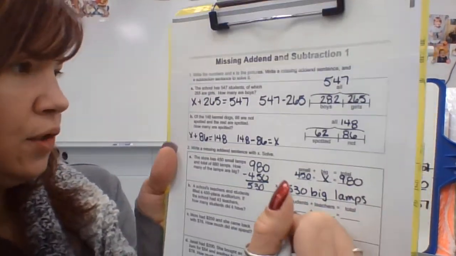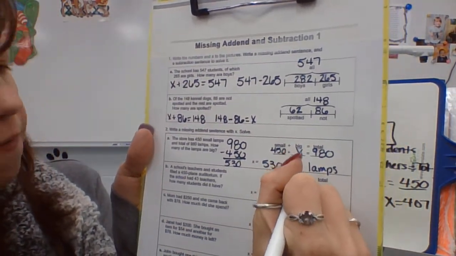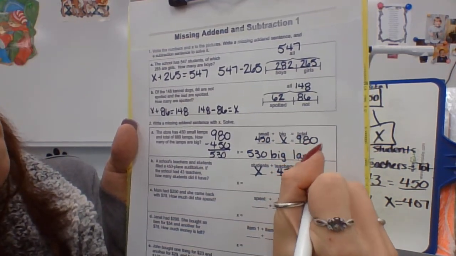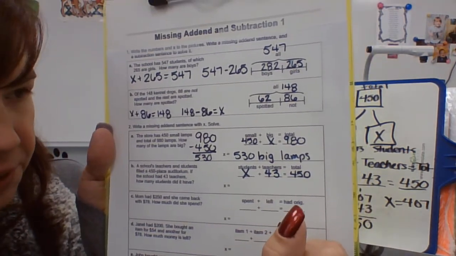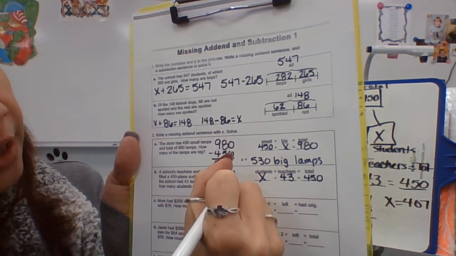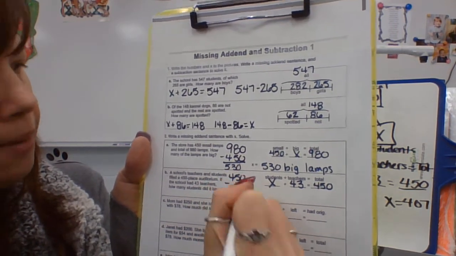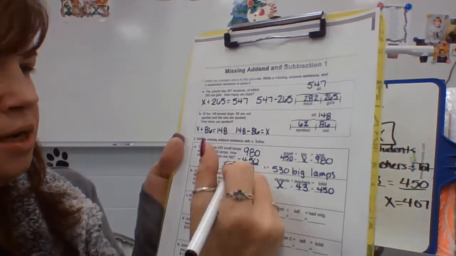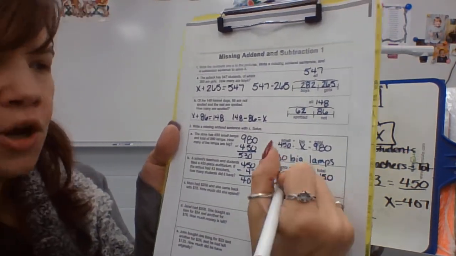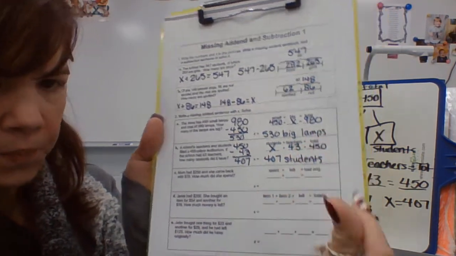Okay, so on your paper, if you haven't already written that, we're going to go ahead and write that. Okay, so students, we did not know how many students. Teachers, there were 43 teachers and 450 total seats that we were going to fill. You would write your subtraction over here. I'm just writing it down because I've already done that over here. So X equals 407. 407 what? Students. Like that.